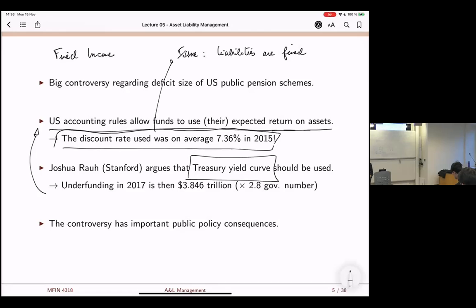Now, the thing is that this controversy has important public policy consequences. It's not only about which discount rate we should use. It's kind of an arcane debate, right? The question is about whether these public pension schemes are underfunded or not, right? If they're actually as underfunded as what Joshua Rowe says, who's going to foot the bill at the end, right? It's going to be taxpayers, right? You have to meet the deficits in some kind of way. You don't get it from the return on your assets, so taxpayers are going to foot the bill, right?